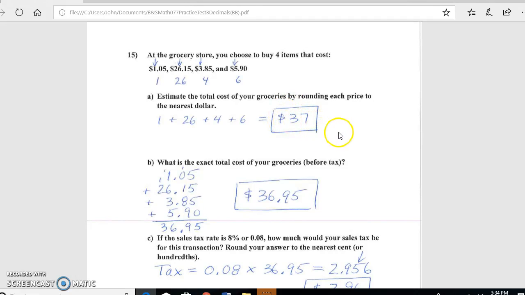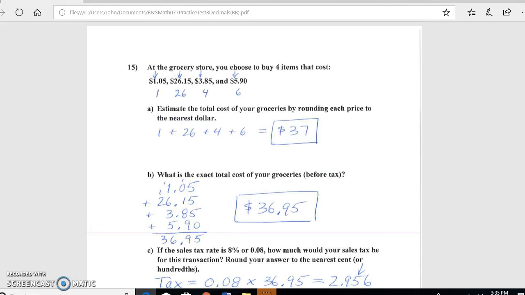and that's our estimate of the cost of the grocery items. And then letter B asks us to find what is the exact cost of your groceries before taxes. So here we're going to take the exact cost of each of the 4 items, and we're going to add them together, as you see here. And when we add all of the 4 items together, we have $36.95. So we see how close our estimate was. It was only off by 5 cents, but this is our exact cost right here.